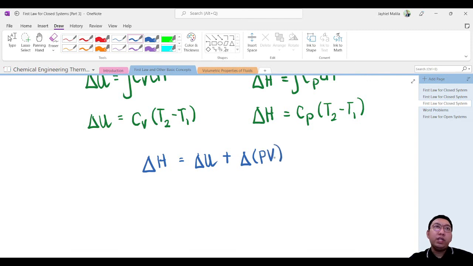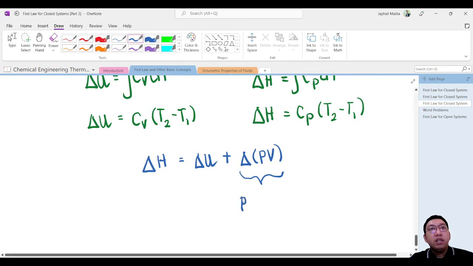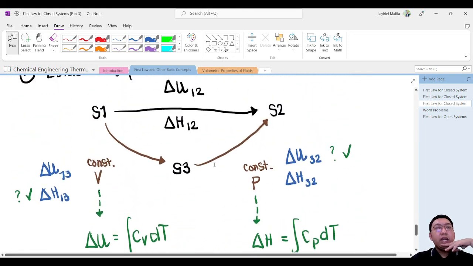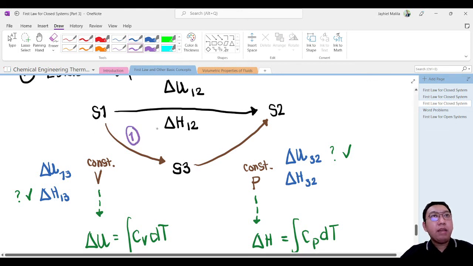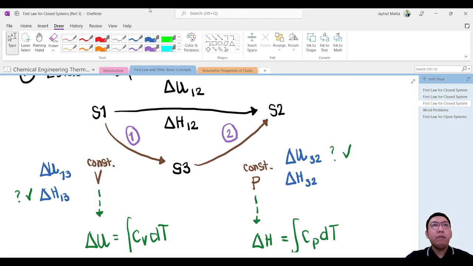So we are going to use that one later. Specifically, the delta PV is just the difference of P2 V2 minus P1 V1. So we are going to use that relationship in a while. I hope everything's clear. So let's number the paths. We have here path 1 and path 2. Let's solve everything in path 1 first, so let's try our best to solve everything in path 1.